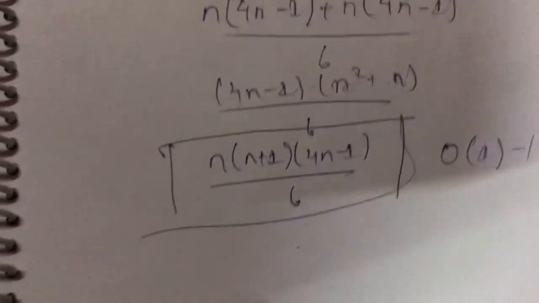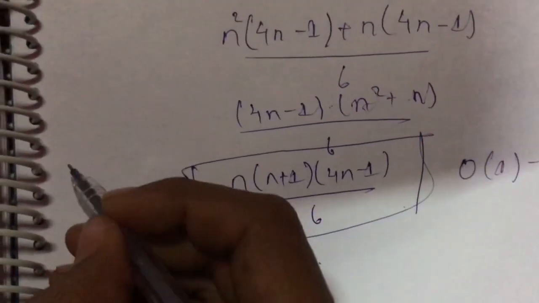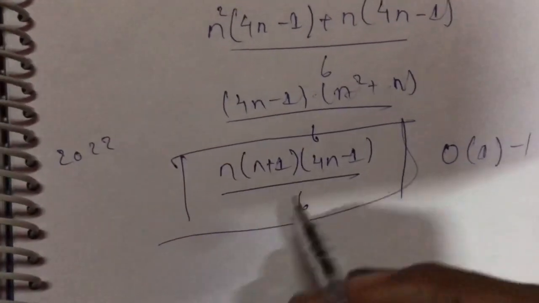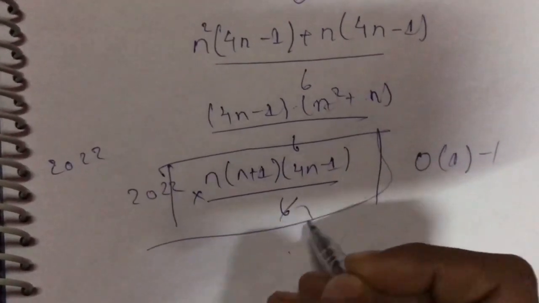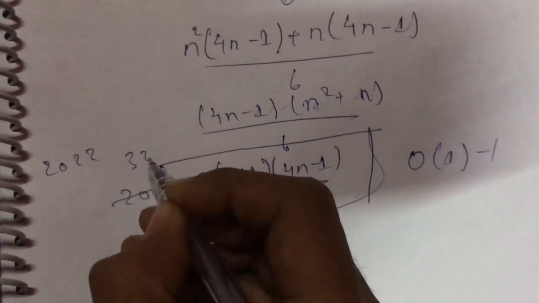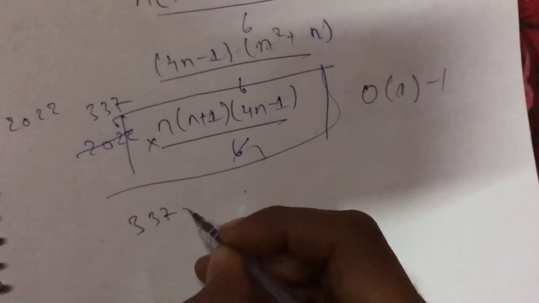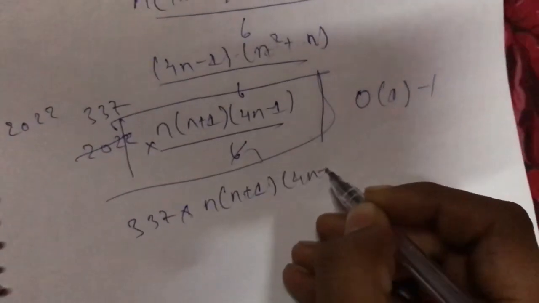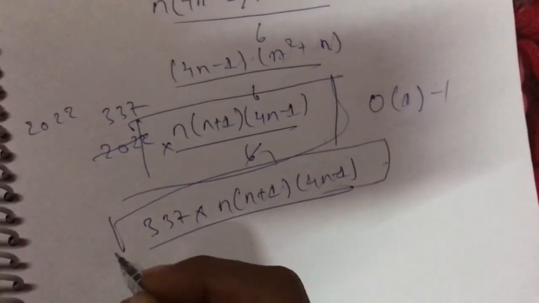So just make sure, there is one more thing. The question is giving that we have to multiply it by 2022. Okay, so we can just multiply it by 2022 here, so it's going to get us the value 337. So the final answer is going to be 337 into (n plus 1) into (4n minus 1). So this is just going to be the final equation in which we are going to answer.